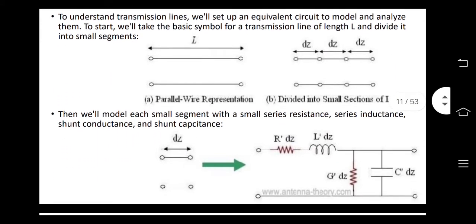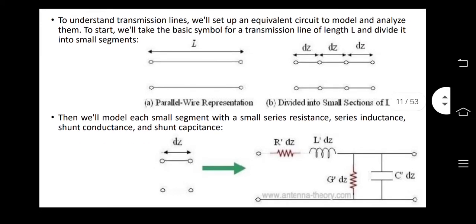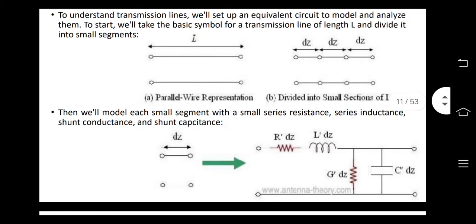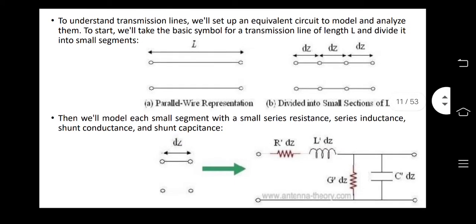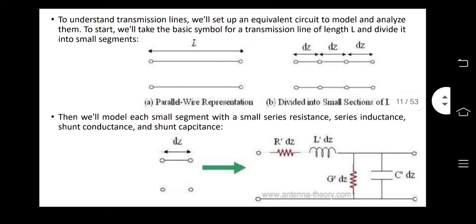To understand the transmission lines, we will set up an equivalent circuit to model and analyze them. To start, we take a transmission line of length L and divide it into small segments, where each small segment will have a length of dz. Then we will model each small segment with a small series resistance R dash and series inductance L dash, and shunt conductance G dash and shunt capacitance C dash, for a small length dz.